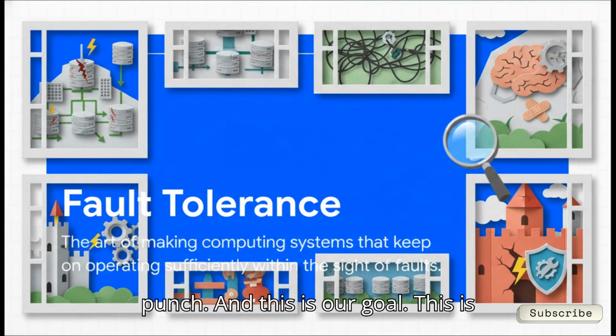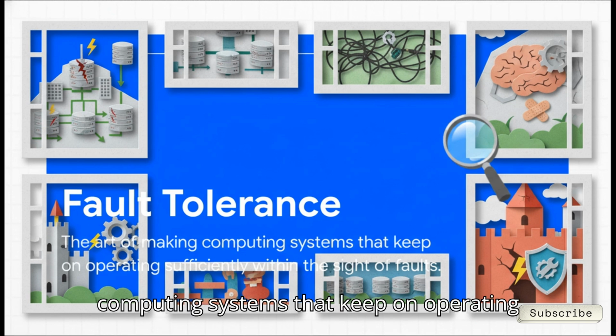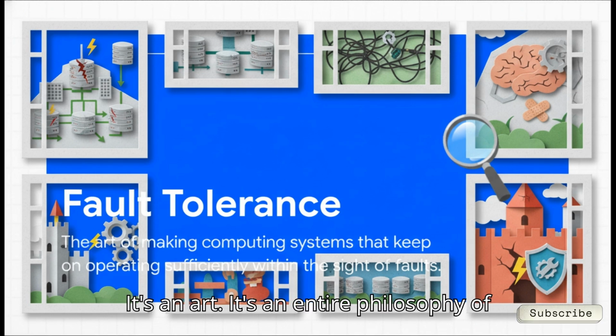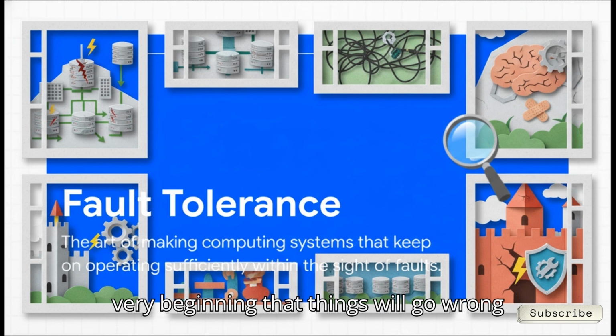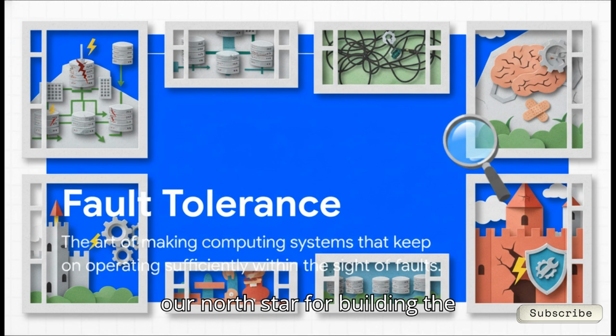And this is our goal. This is the whole idea, fault tolerance. I just love this definition from one of our sources. It calls it the art of making computing systems that keep on operating in the sight of faults. It's not magic, it's an art. It's an entire philosophy of engineering that just accepts from the very beginning that things will go wrong, and it prepares for that reality. This is our North Star for building the unbreakable system.